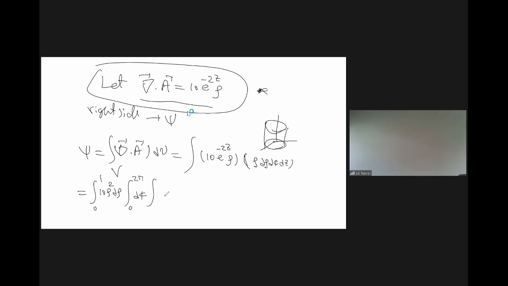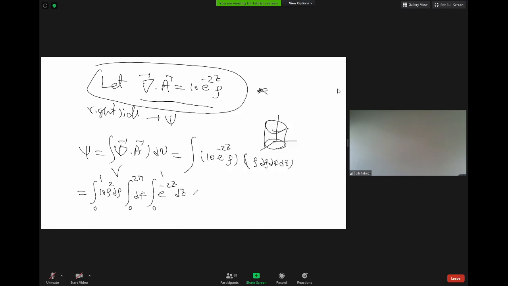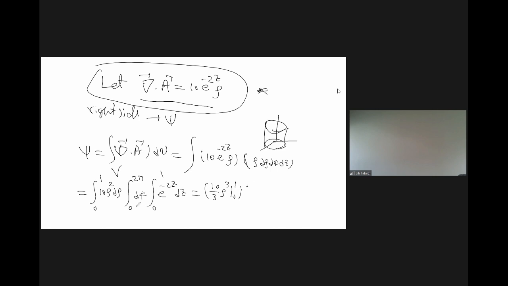All z's together. And by the way, you have a constant, you can pull it out, I put it here, that's okay. e to the minus 2z dz, what's the range for z from 0 to 1? And then you integrate one by one and multiply. What is the integral? It's 10 over 3 rho to the power 3 from 0 to 1. Multiplied by 2 pi. Multiplied. The integral of exponential is 1 over minus 2 e to the minus 2z from 0 to 1. And then you multiply.